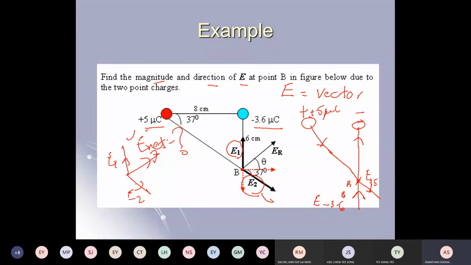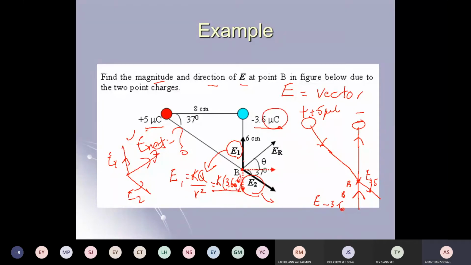So the question is looking for this net field. How do you find it? It's a vector quantity. First, how do you find E1? What formula do you use? I put K, easier for me, so KQ over R squared is used. Which Q is used for E1? E1 is the field of the negative 3.6, so of course for Q you must use 3.6 times 10 power of negative 6, because micro.